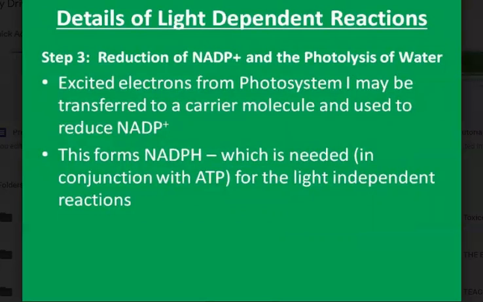And then step 3, the details of that: the reduction of NADP plus and the photolysis of water. Excited electrons from photosystem 1 may be transferred to a carrier molecule and used to reduce NADP plus. This forms NADPH, which is needed in conjunction with the ATP for the light-independent reaction. So these are the details of what I just described prior to this.